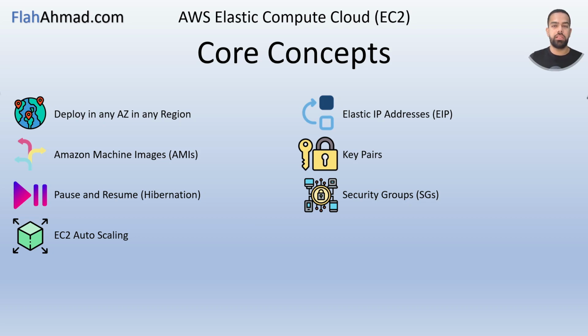Let's talk about EC2 and scaling. There are two ways to scale in general. You can increase or decrease the hardware resources allocated to your EC2 instance by changing the instance type to a bigger, stronger, or smaller, less powerful one. This is called vertical scaling.